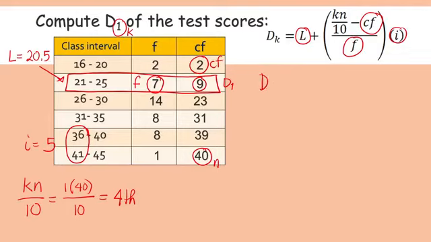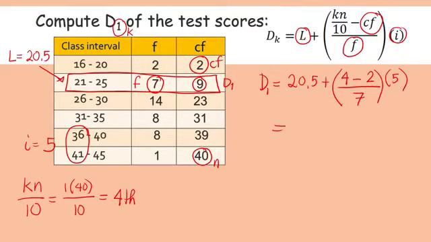Now, substituting everything to our formula, the first decile is the lower boundary, that's 20.5, plus kn over 10, that's 4, minus the CF, that's 2, divided by the F, that's 7, multiplied by the class size, which is 5.